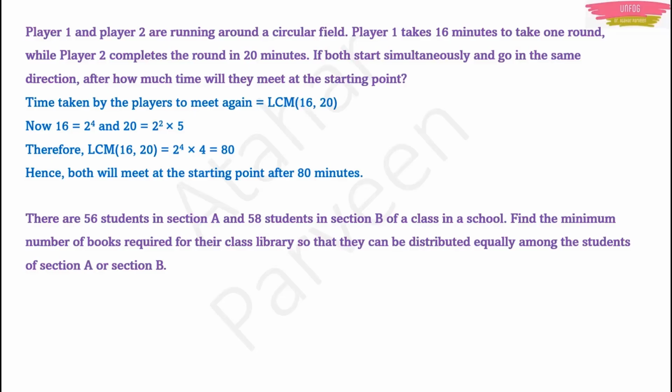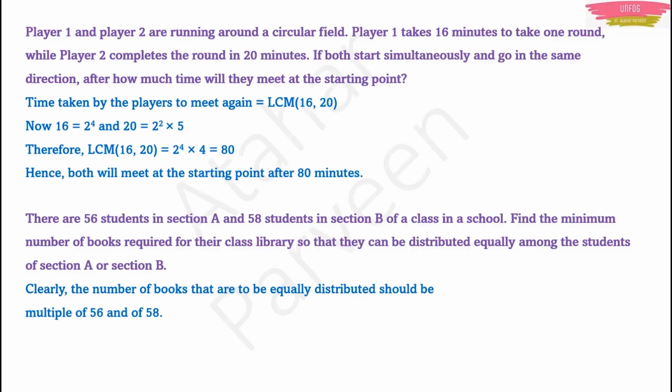Okay, next question is, there are 56 students in section A and 58 students in section B of a class in a school. Find the minimum number of books required for their class library so that they can be distributed equally among the students of section A or section B. Here also you have to do LCM. First, clearly the number of books that are to be equally distributed among section A or section B should be the LCM. Means they should be the multiples of 56 and 58.